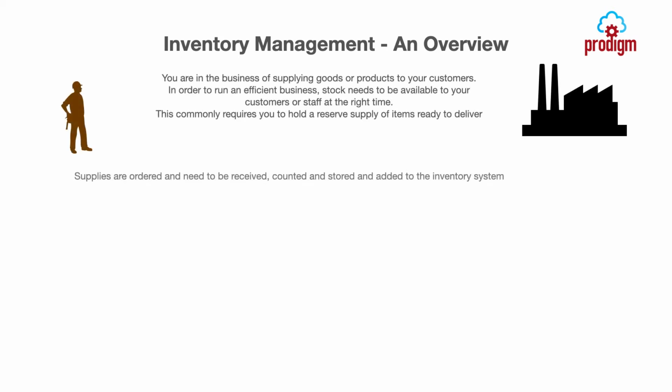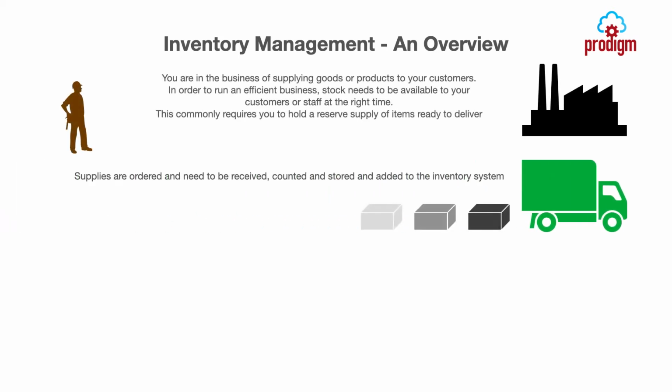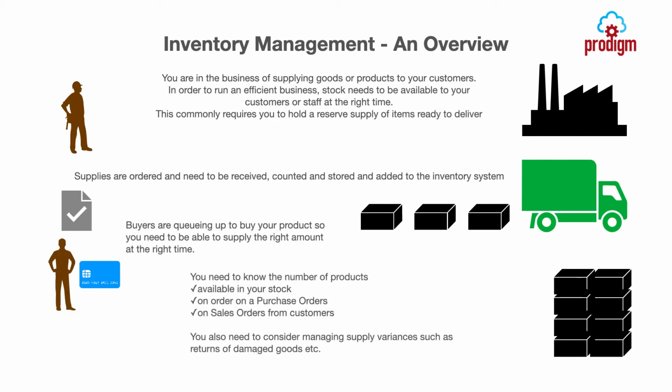If you're in the business of running stock levels and you have an inventory of products, you will be ordering products in and supplying those products outside to your customers. So we need to be able to have a system which correctly predicts how many products you need and what is already on order and what has been sold. So this slide briefly gives you an overview of that process.